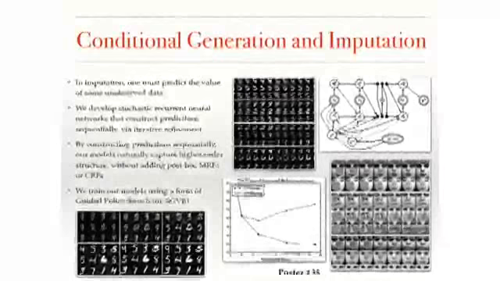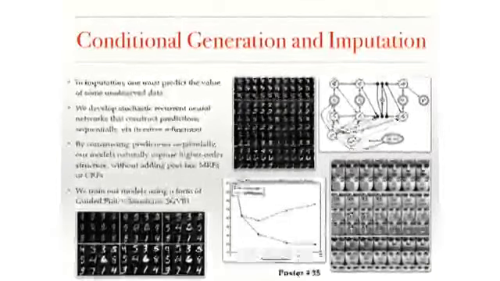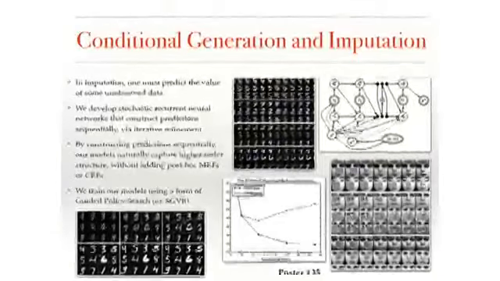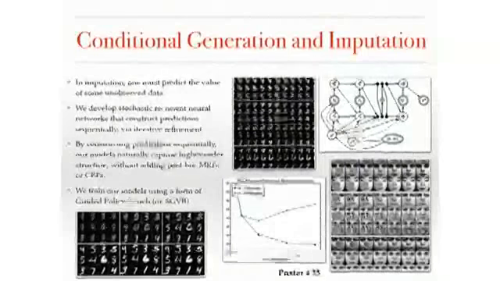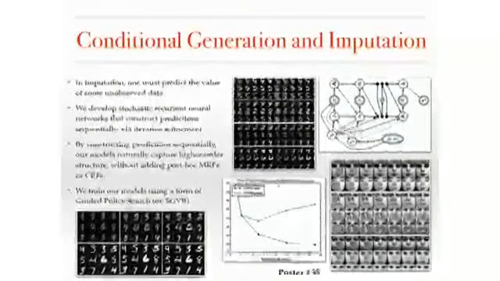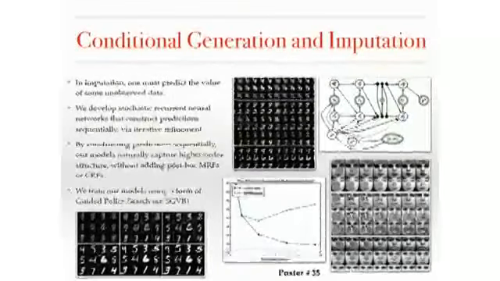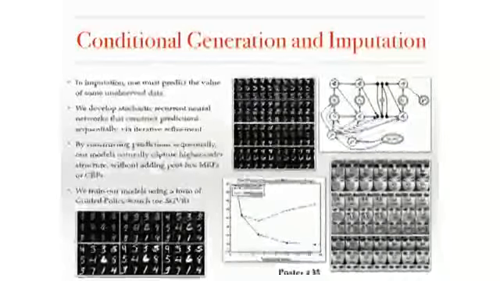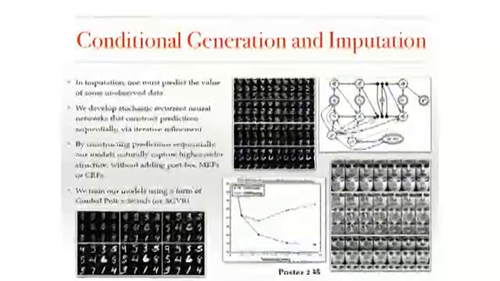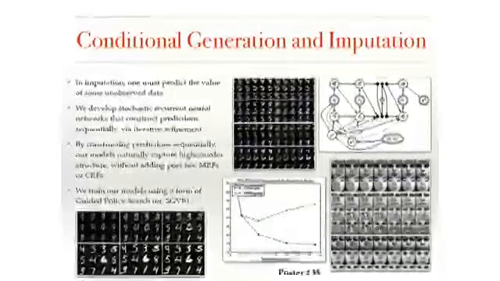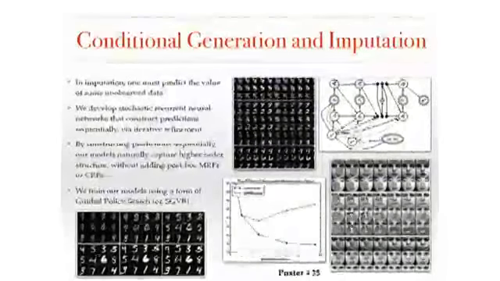So what we do is we develop stochastic recurrent neural networks that construct predictions sequentially via iterative refinement. So the models make a prediction for what the missing data is. They compare it to what they're looking at. Then they refine that prediction about what the missing data is. And they do this repeatedly. So it's a stochastic feedback loop that we're training to produce the correct outcome.